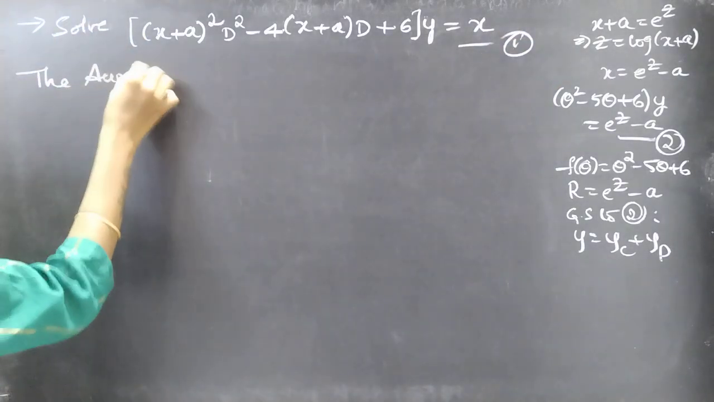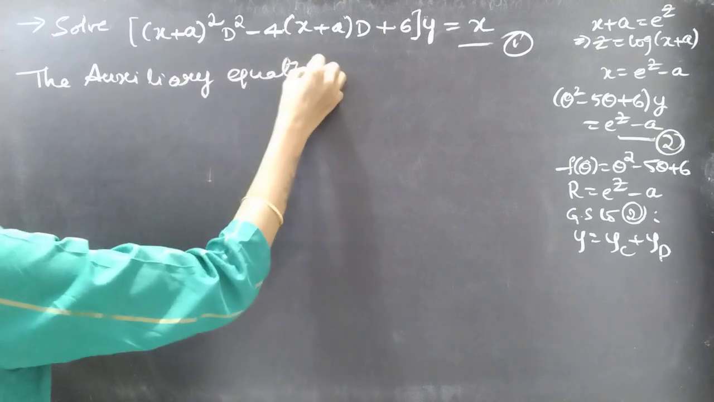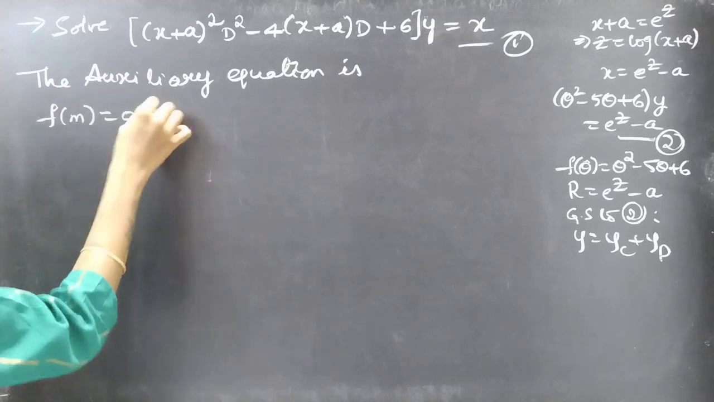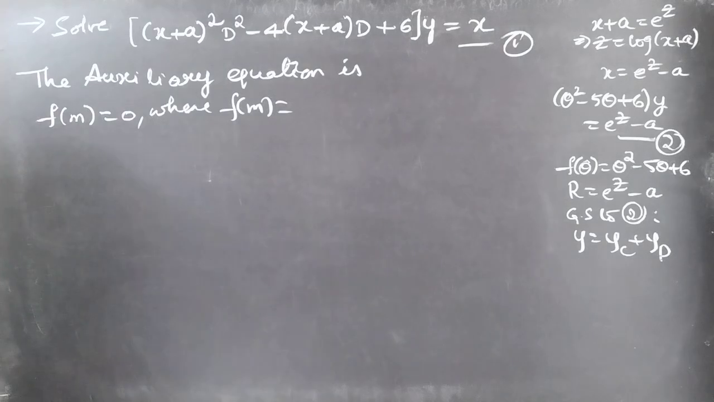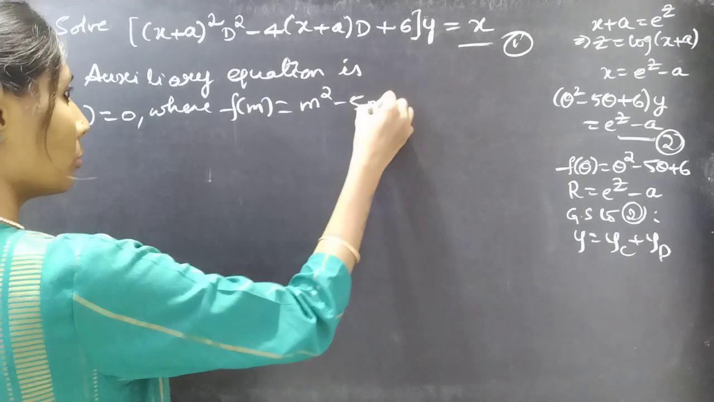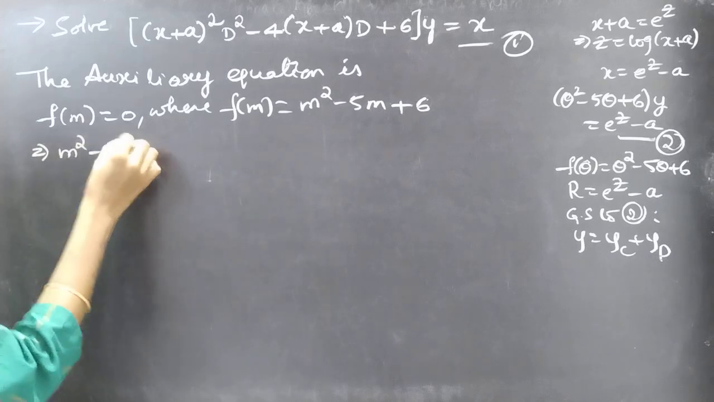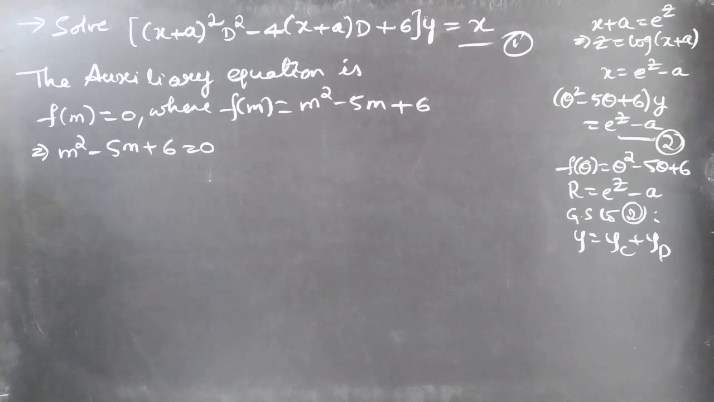The auxiliary equation is f of m equal to 0, where f of m, we have f of theta as theta square minus 5 theta plus 6, right? Then just replace theta by m in f of theta, so that you'll get f of m equal to m square minus 5m plus 6. Now the auxiliary equation becomes m square minus 5m plus 6 equal to 0. Now we need to find roots to this equation.